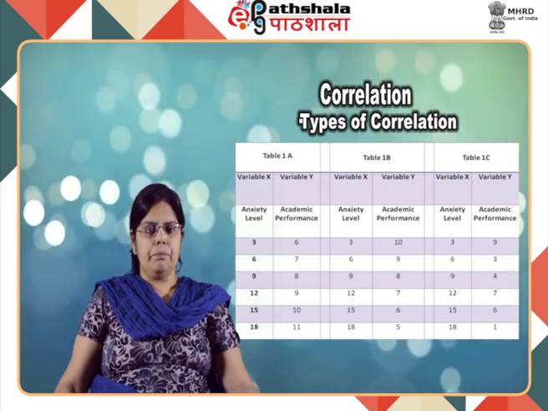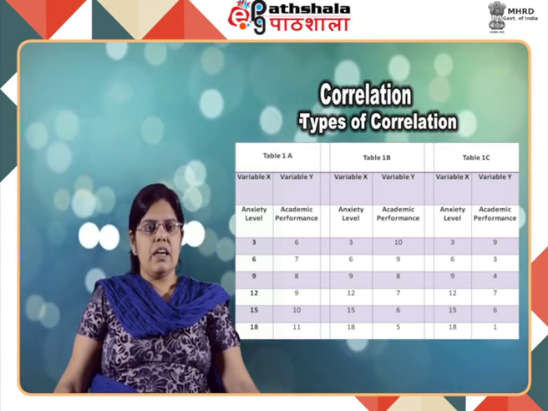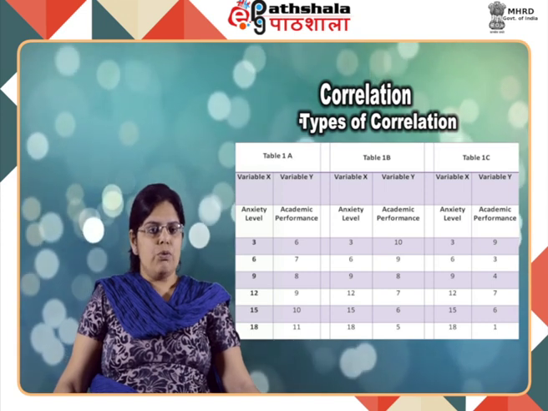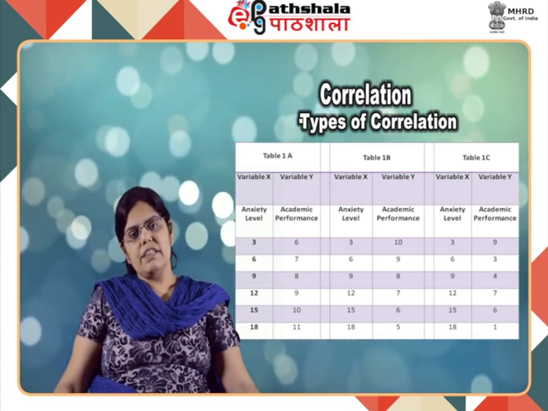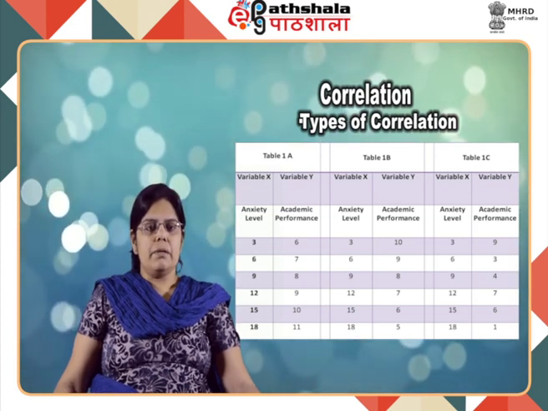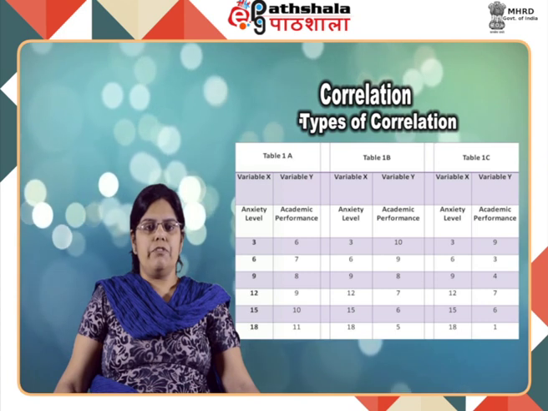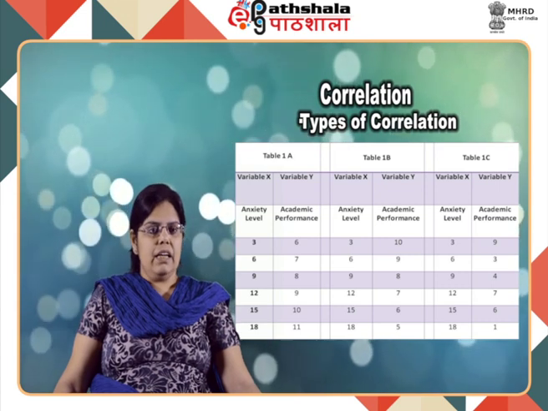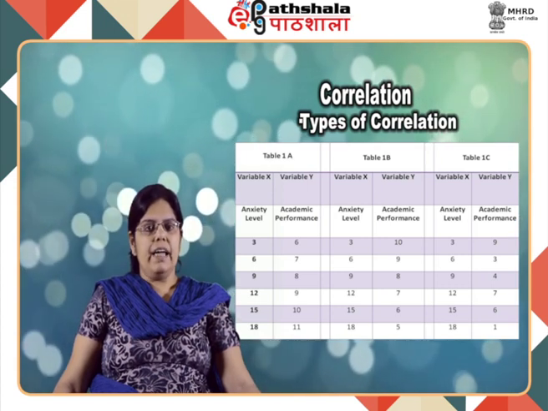Let's consider an example. Suppose a researcher is interested to know how anxiety levels affect academic grades in school children. Correlation analysis can help him to know the amount of relationship that exists between variable x, which is anxiety level, and variable y, which is academic performance. See the three tables given below to show three possible kinds of relationship that may exist between variable x and variable y.